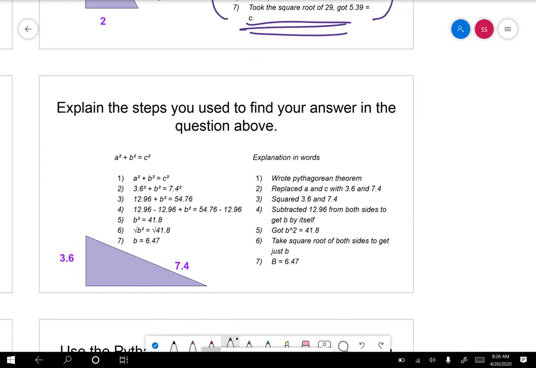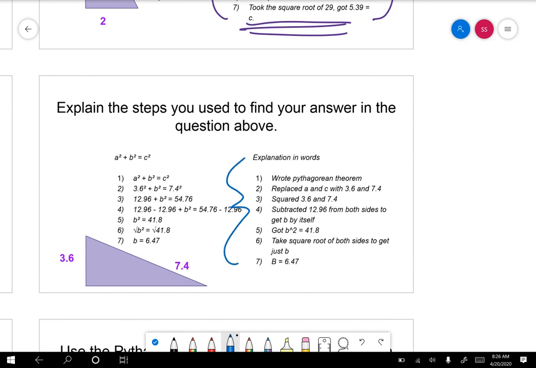Okay. Now, again, on the next question, you'll be asked to explain the steps you use to find your answer in words. Okay, so here's just an example of that. Basically the same as the one above, right? You write the Pythagorean theorem, you replace the numbers you do know, square them, subtract something from both sides, take the square root. Okay, so this is what I mean by explain it in words.